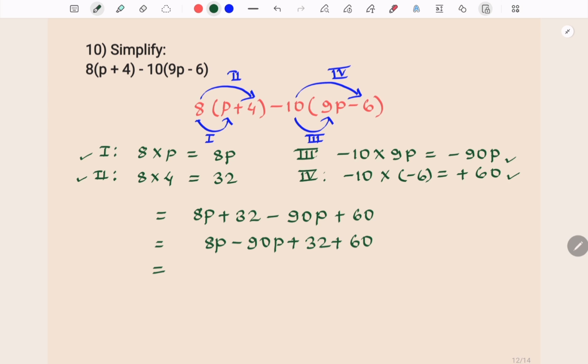8p minus 90p gives minus 82p, and 32 plus 60 gives 92. So this minus 82p plus 92 is the answer for this question.